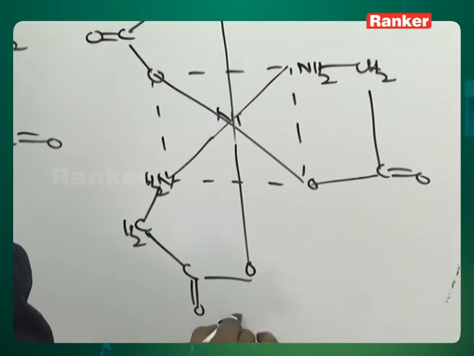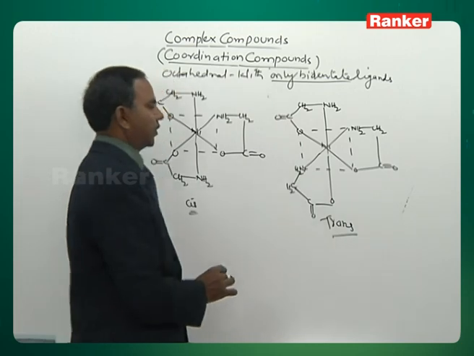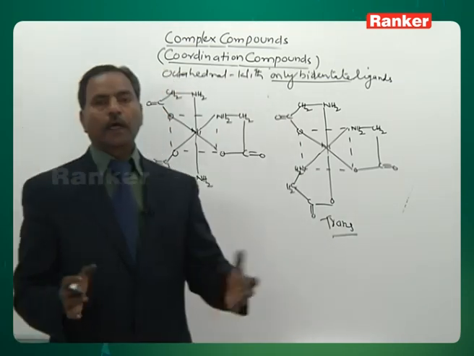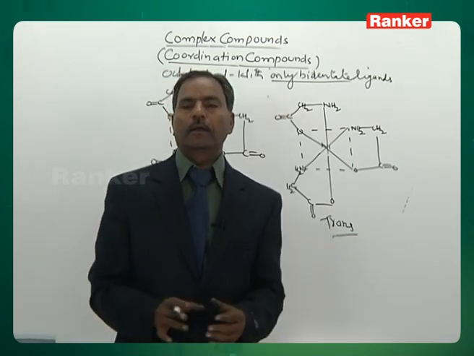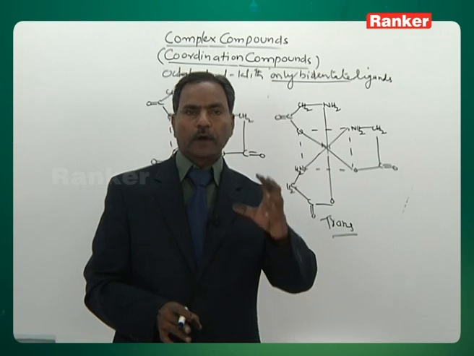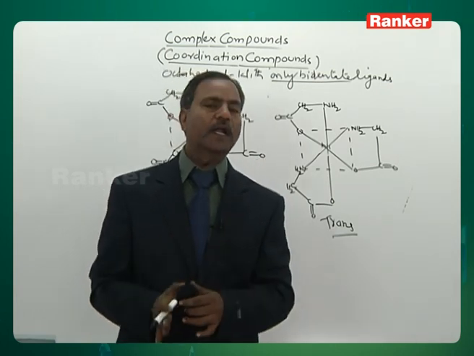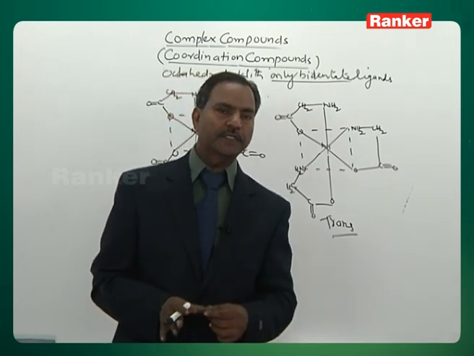This should be taken as trans. One is cis, the other one is trans. So like this, an octahedral geometry may carry all three bidentate ligands. If all three bidentate ligands are symmetric, carrying the same donor atoms, such a complex cannot exhibit geometrical isomerism.